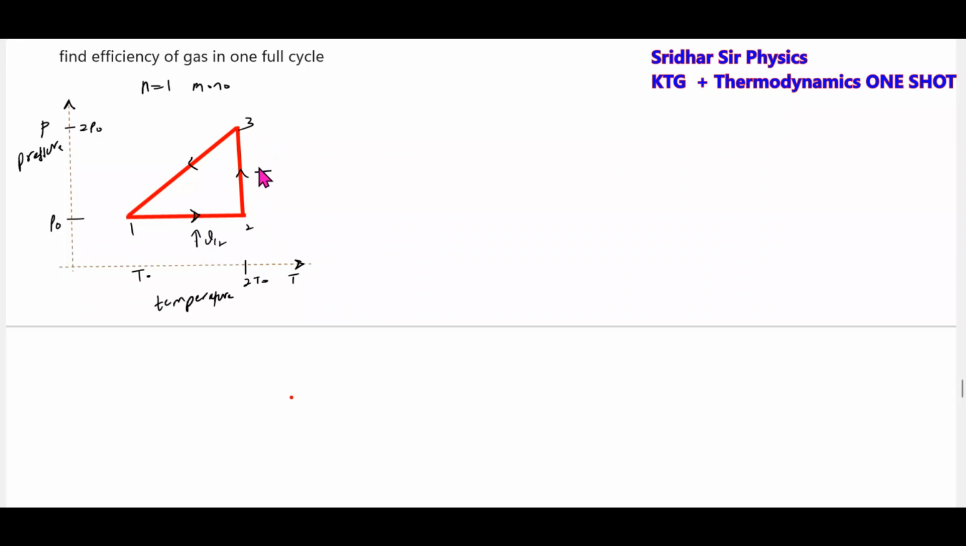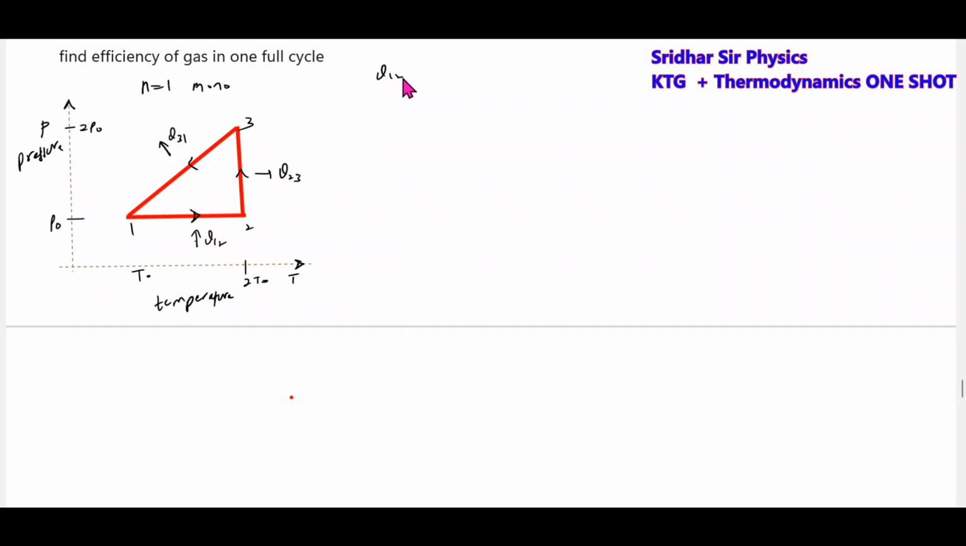And 2, 3 isothermal compression. Heat will be rejected. And 3, 1 will be isochoric cooling. It will be rejected.